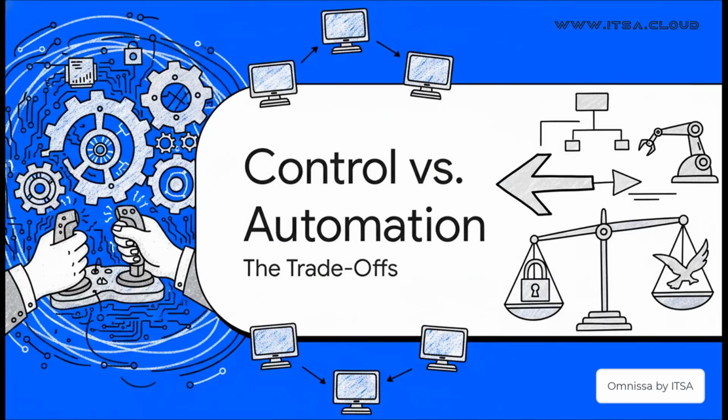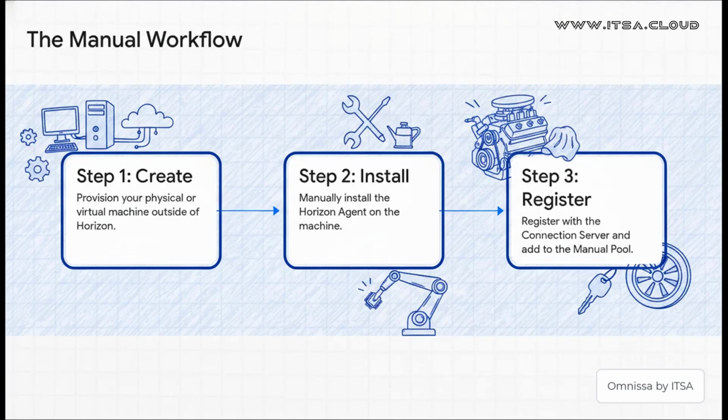Okay, so we've established it's all about control. But what does that really mean day to day? And more importantly, what are you giving up to get that level of control? Let's talk about the trade-offs. The workflow really tells the whole story, doesn't it? Every single step is happening outside of Horizon's automated world. You build the machine, you go in and install the agent by hand, and then you manually register it and add it to the pool. You're the mechanic, meticulously tuning the engine before anyone else gets the keys.